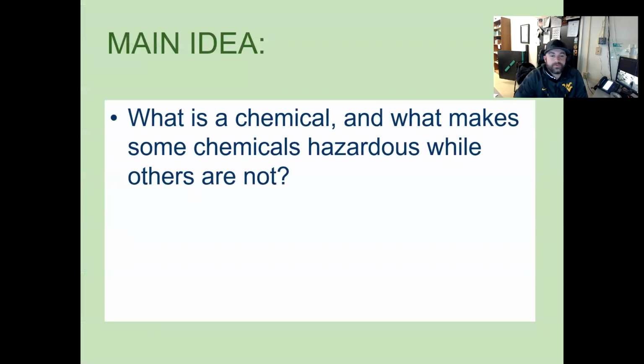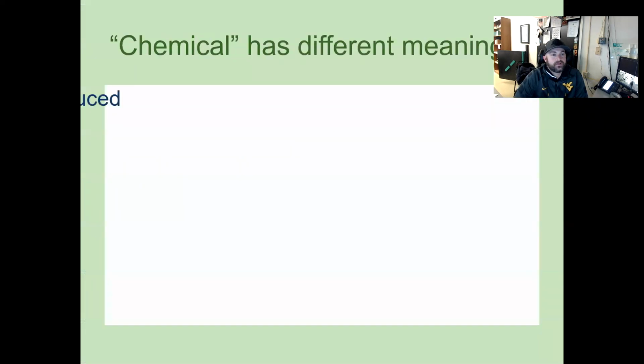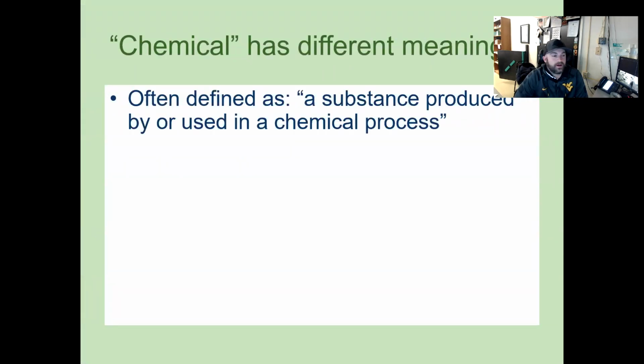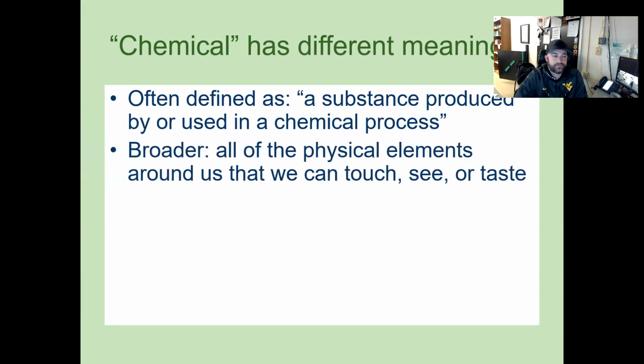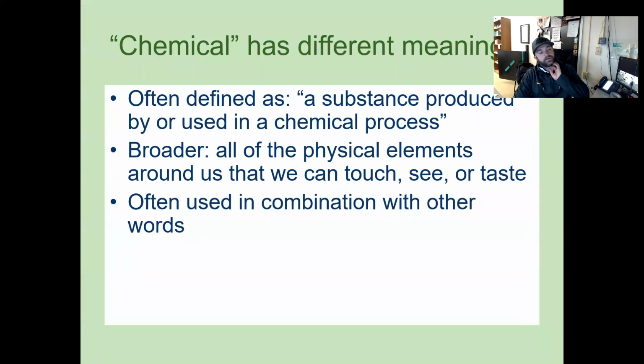So, what is a chemical, and what makes some chemicals hazardous while others are not? Chemical has a different meaning, often described as a substance produced by or used in a chemical process, or a broader use of it. All of the physical elements around us that we can touch, see, or taste, often used in combination with other words.